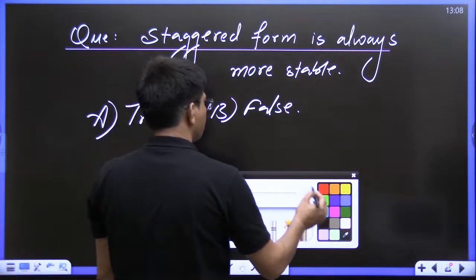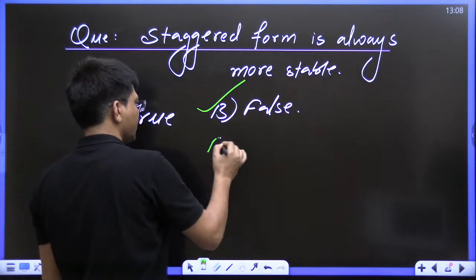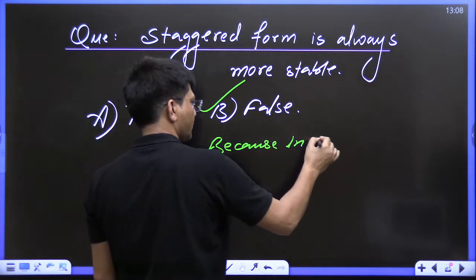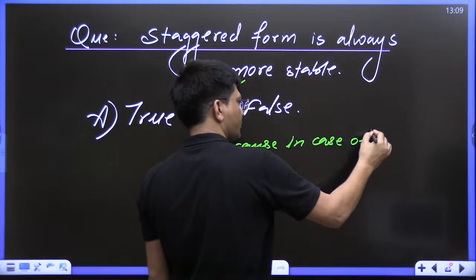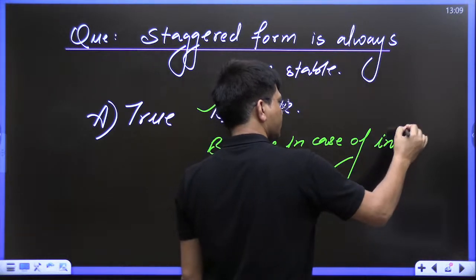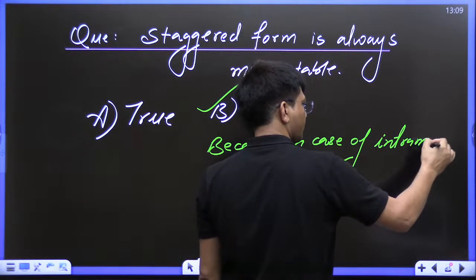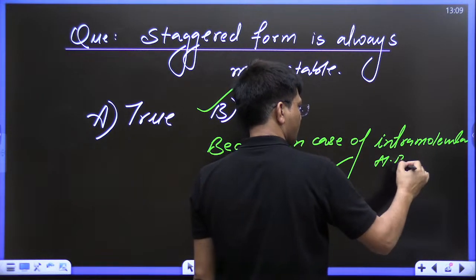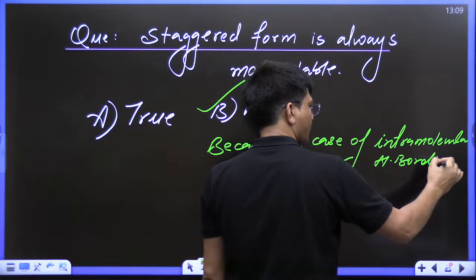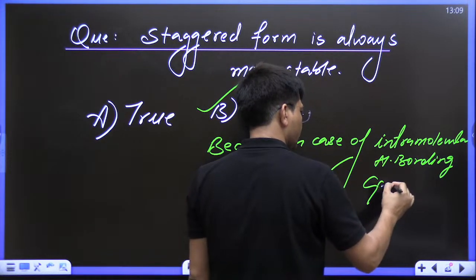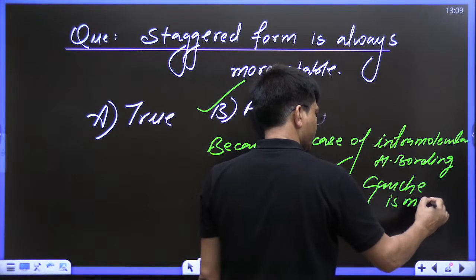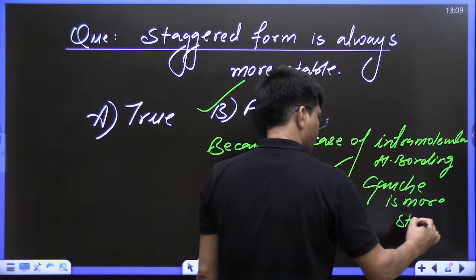That is false, because in case of intramolecular hydrogen bonding, gauche is being more stable. Gauche is more stable, right?